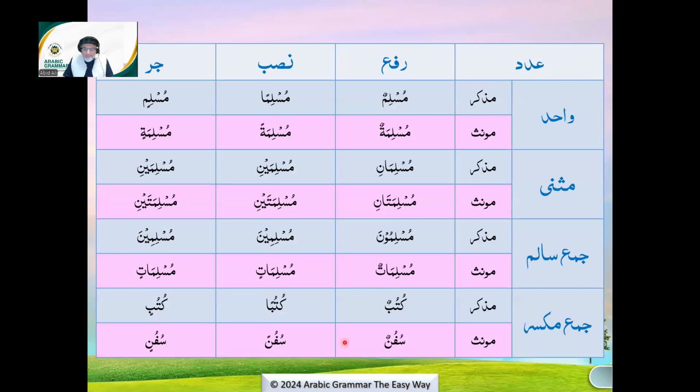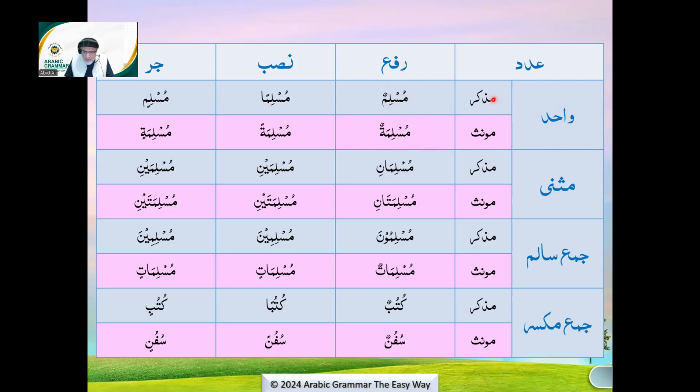Okay, so let's take an example. This is a complete chart, so you can now see the whole thing in one place. For example, for the wahid category, we have mudhakkar and muannath. So Rafa will be male, Muslimun, two Dhamma, and the female will be Muslimatun. Simply knowing that this noun is singular, we go straight to the last letter, look at the haraka, and I can say this is Rafa.